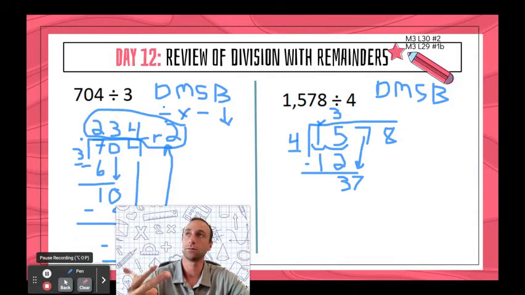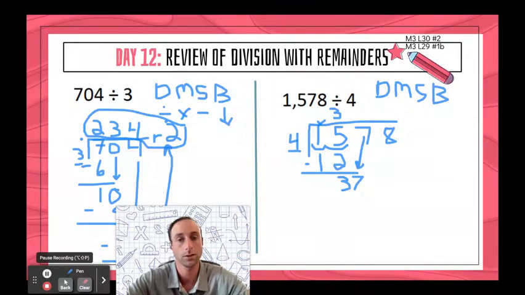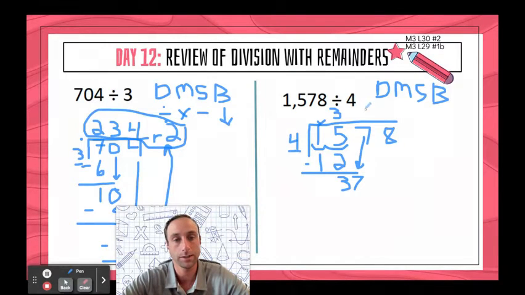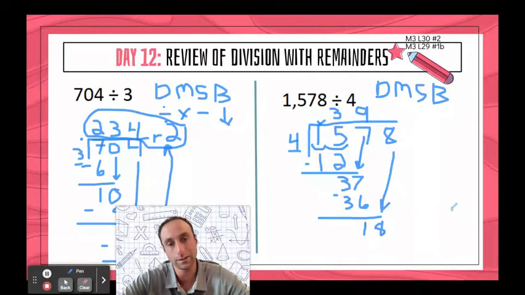4, 8, 12, 16, 20, 24, 28, 32, 36. It's about as close as you can get, right? So 4 can go into 37 9 times, and 4 times 9 is 36. So again, my second time around, I've divided, I've multiplied, I got to subtract again. 37 minus 36 gets me 1. Bring down the 8. And my new number I'm dividing into, it's not 15, it's not 37, it is now 18.